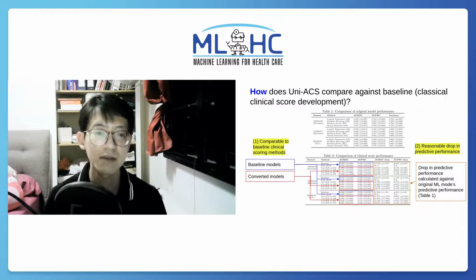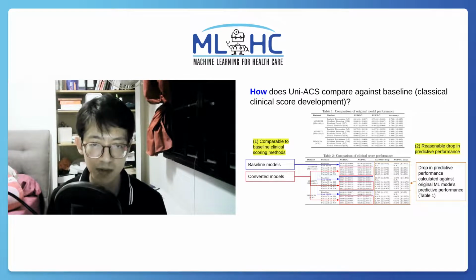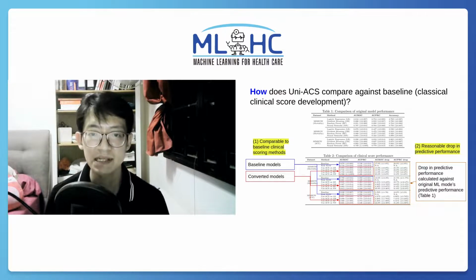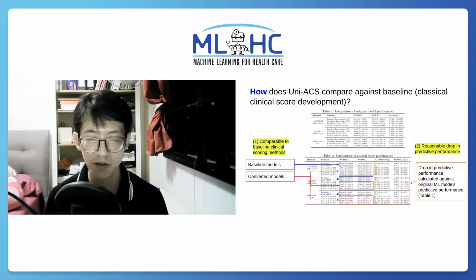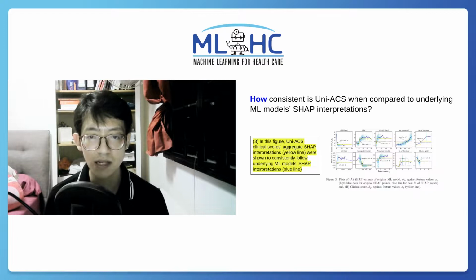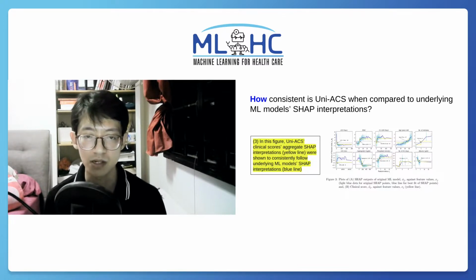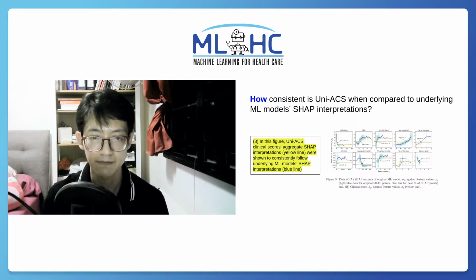In our paper, we have 3 main findings. Firstly, clinical scores produced by translating black box ML models with Uni-ACS are comparable to baseline classical and risk-themed clinical scoring development methods. Secondly, these scores have competitive drops in predictive performance compared to the original underlying black box ML model's predictive performance. Thirdly, as shown in the figure, Uni-ACS clinical scores' aggregate SHAP interpretations, represented by the yellow line, were shown to consistently follow the underlying ML model's SHAP interpretations, represented by the blue line.